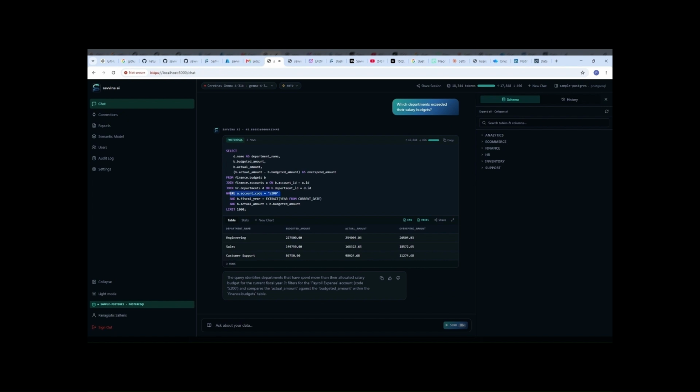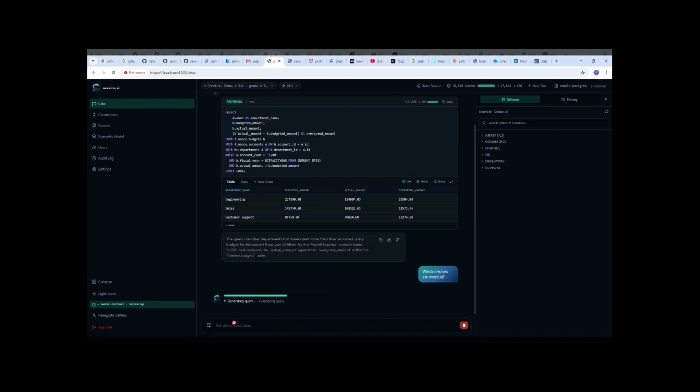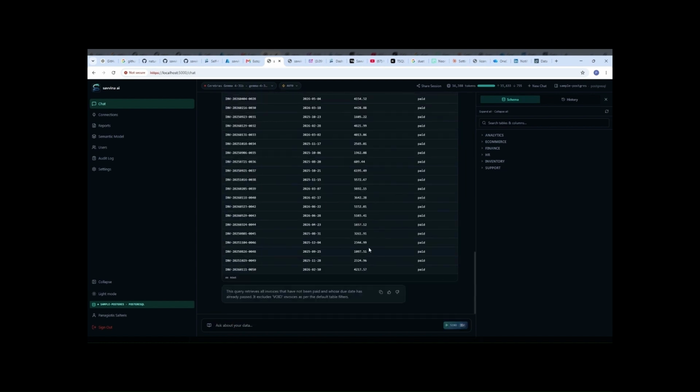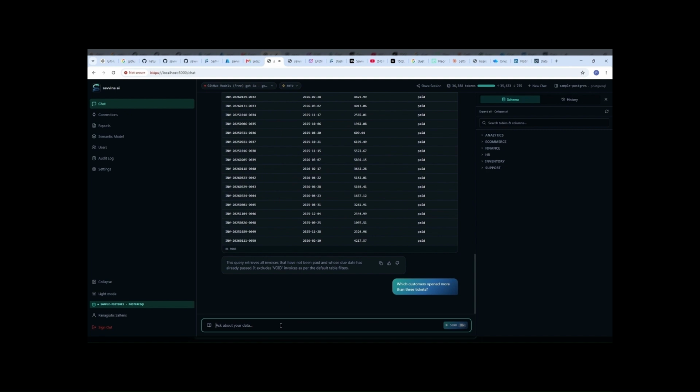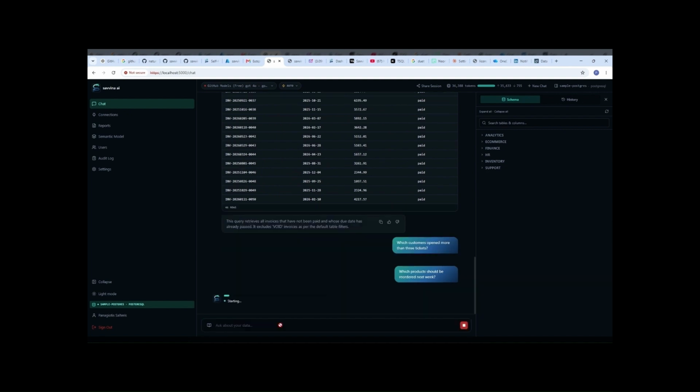On the other hand, finance may ask which invoices are overdue, or inventory asks which products should be reordered next week.